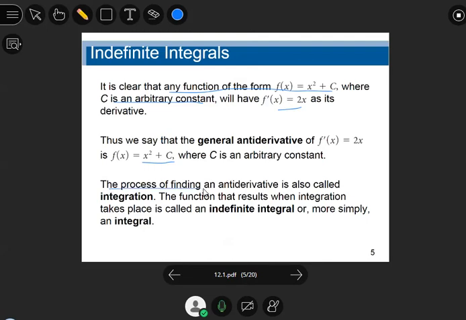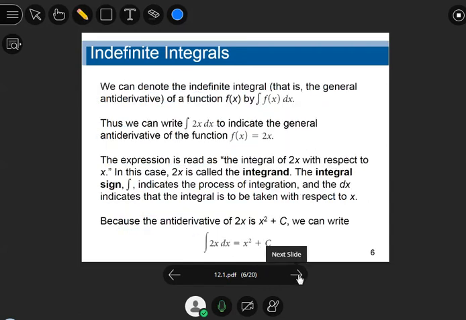So finding the antiderivative, or in other words, if we are given the derivative of some function, how can we find the original function? This process we call integration, or sometimes indefinite integrals, but mostly we use the word integral. So this is the notation. This sign we call the integral sign, and integral of f(x) dx.